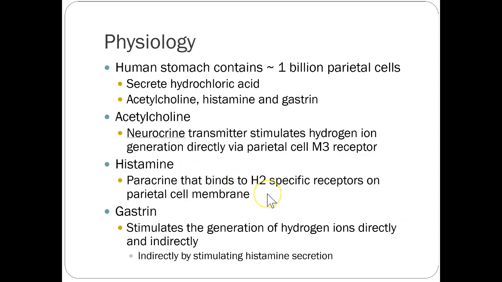There are specific histamine 2 receptors in the parietal cell membrane that are different than the receptors that promote the histamine response that causes itching that we think of with allergies. So histamine 1 is more that particular type, and that's something a drug like Benadryl would target, whereas histamine 2 is going to be more specific to the stomach. Gastrin is there, it's important, but we don't use it pharmacologically, and we don't really do anything with acetylcholine from a pharmacologic perspective.